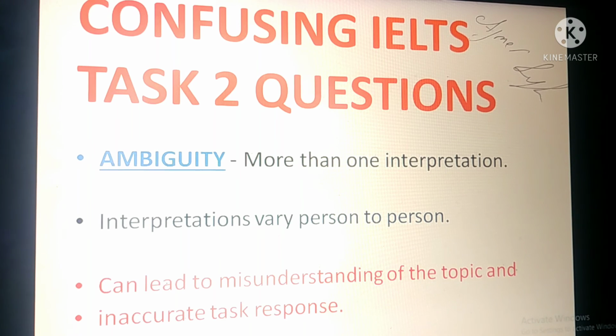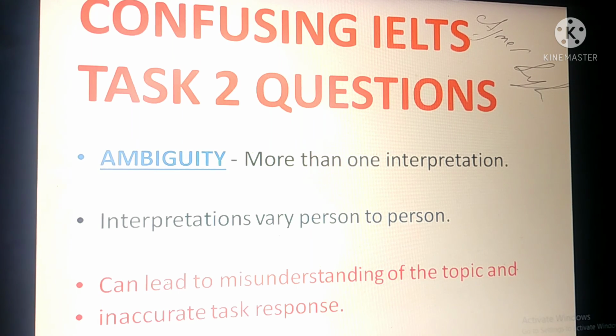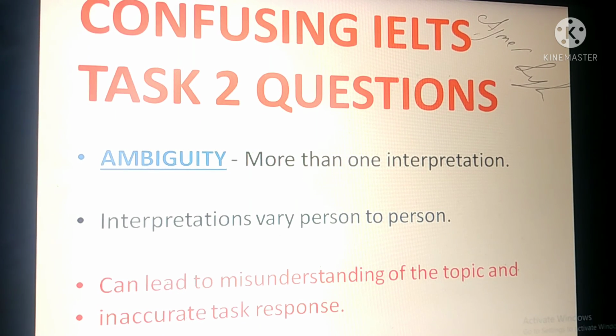So my dear friends, as you have just seen, sometimes in IELTS writing task 2 there are some confusing statements, and that is the reason why sometimes students don't get their desired band scores in their IELTS writing. Although they have attempted the task very well, they were unable to fulfill the criteria of task response, which can lead to a lowered band score.